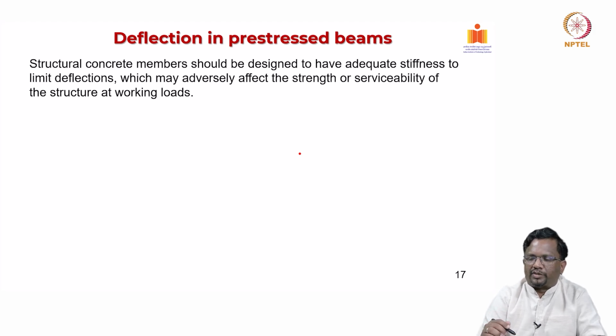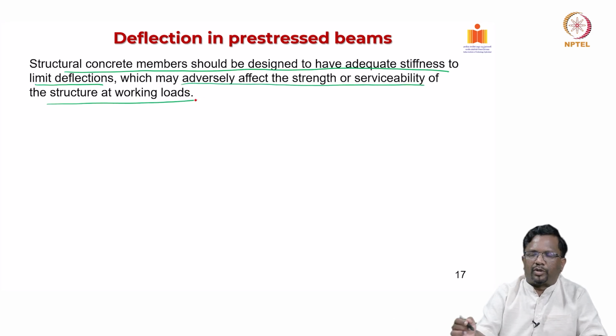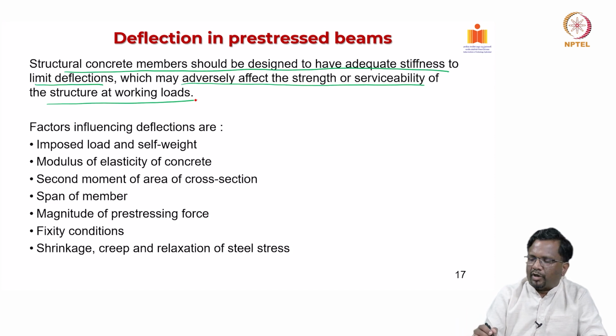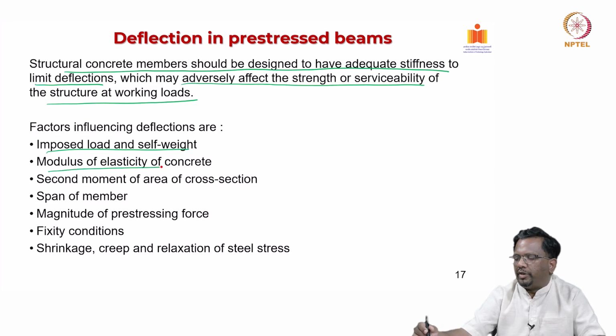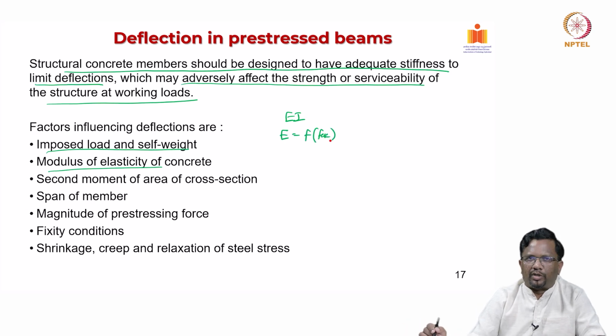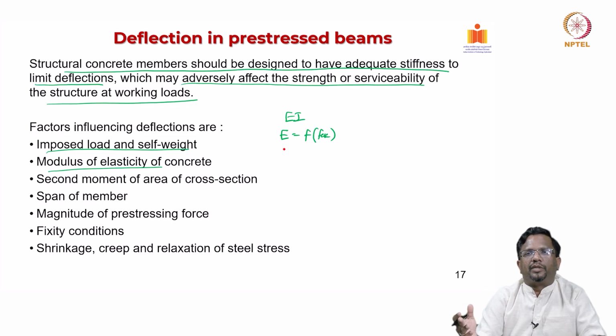Okay. Deflections. Now, let us go to the deflections. The structural concrete members should always be designed to have adequate stiffness to limit the deflections, otherwise it may affect the strength or serviceability of the structure at working loads. Now, let us see what are the factors that influence deflections. Of course, how much load you are putting, the self weight of the member, and if you have a very stiff concrete, the flexural rigidity EI has to be high, and E is a function of your fck, we know that. The modulus of elasticity also helps. That is the reason for high strength concrete, typically E will be higher. If you have the same cross section, then they tend to reduce the deflections.